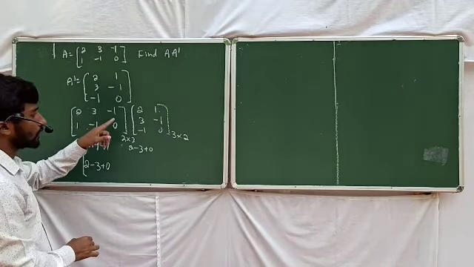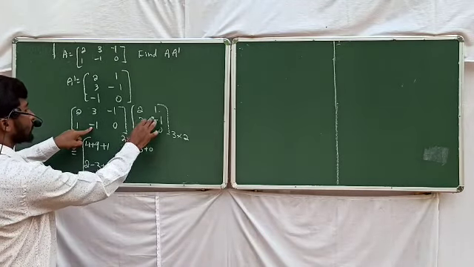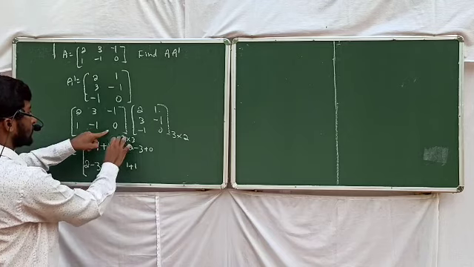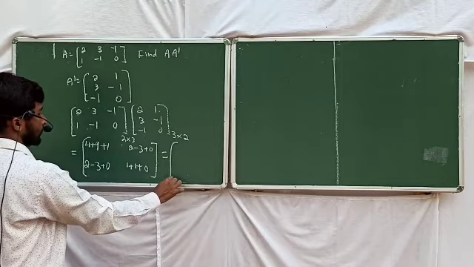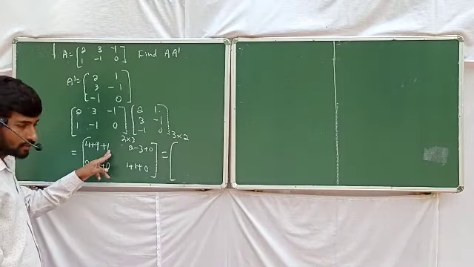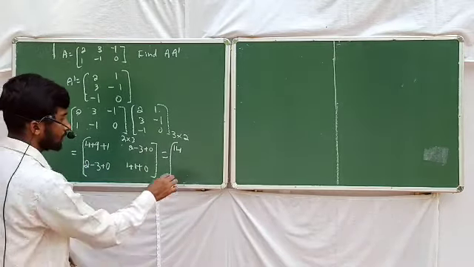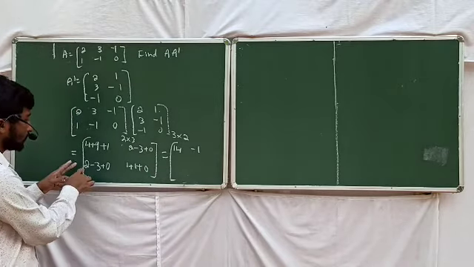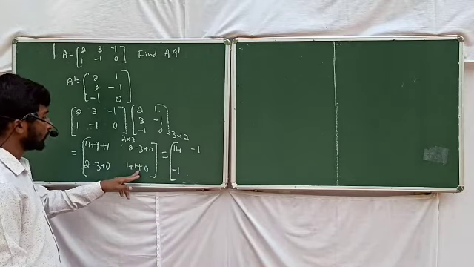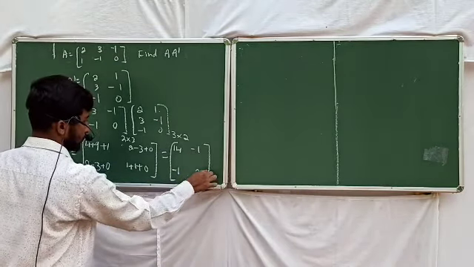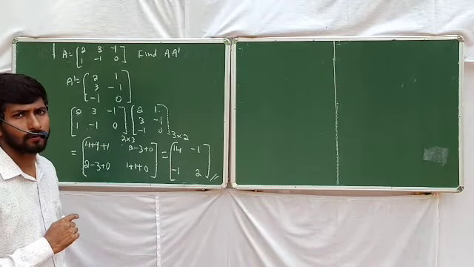Next, second row into second column. 1 into 1 is equal to 1. Minus 1 into minus 1 is equal to plus 1. 0 into 0 is equal to plus 0. Now, simplify this matrix. 9 plus 1 is 10, plus 4 is 14. 2 minus 3, its value is equal to minus 1. Again 2 minus 3, its value is equal to minus 1. 1 plus 1, its value is equal to 2. This is the value of A into A transpose. Clear? Okay.